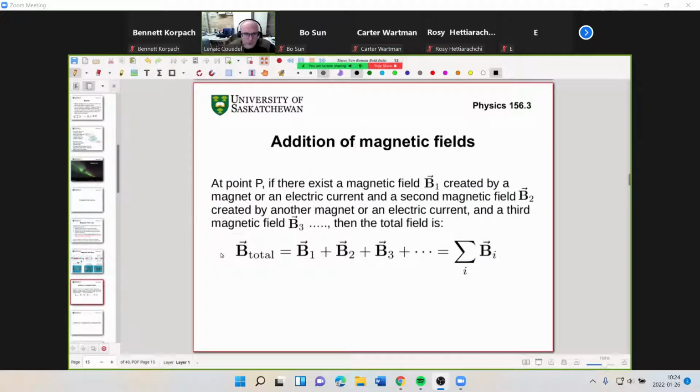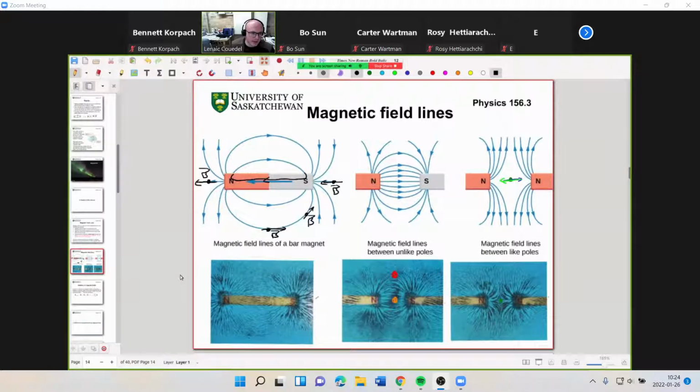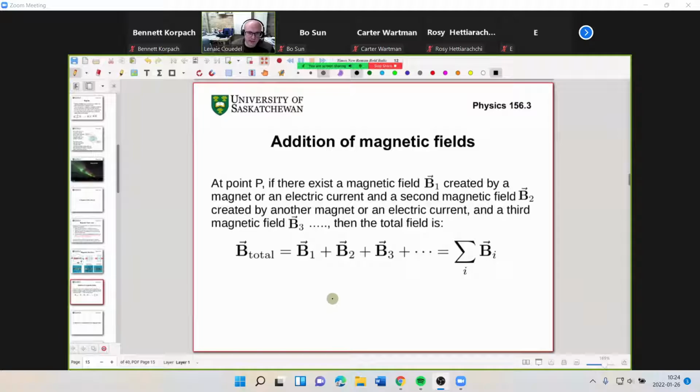All right, so now that's addition of magnetic fields. In the example, you've seen you have two magnets, but you're not limited to two magnets. If you consider a point P anywhere in space, and you want to find the magnetic field at this point, you have to consider all the magnetic fields created by different devices. For example, you can have a magnetic field B1 created by a magnet or an electric current, a second magnetic field B2 created by another magnet or electric current, a third, and so on. The total magnetic field at point P will just be the vector sum of those different magnetic fields.